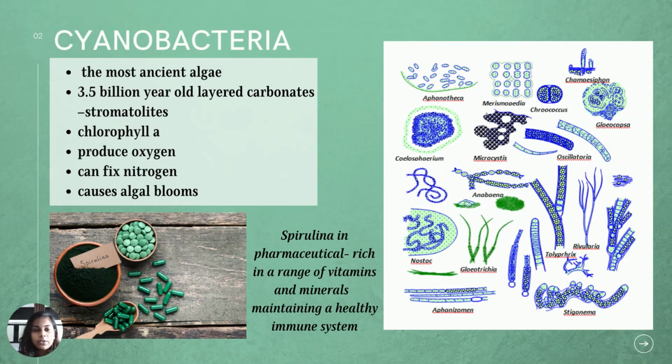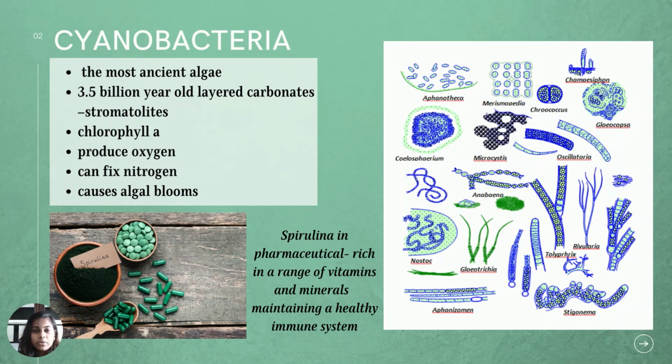Okay, next we are going to introduce another group of algae, which is cyanobacteria. It is the most ancient algae. Stromatolites are 3.5 billion year old layered carbonates. Cyanobacteria contain chlorophyll A and can produce oxygen. They can also fix nitrogen, and cyanobacteria can sometimes cause algal bloom.